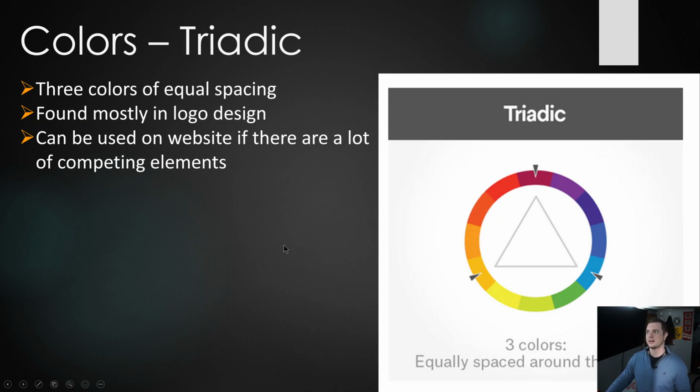Okay, triadic, which is just 3 colors. This is really good for logos, essentially. It can be done on websites as well, but you're going to find it most of the time on logos because it just works out a little bit better that way. So think like the Burger King logo, where you got the yellow and then the blue. I forgot what the other color is.